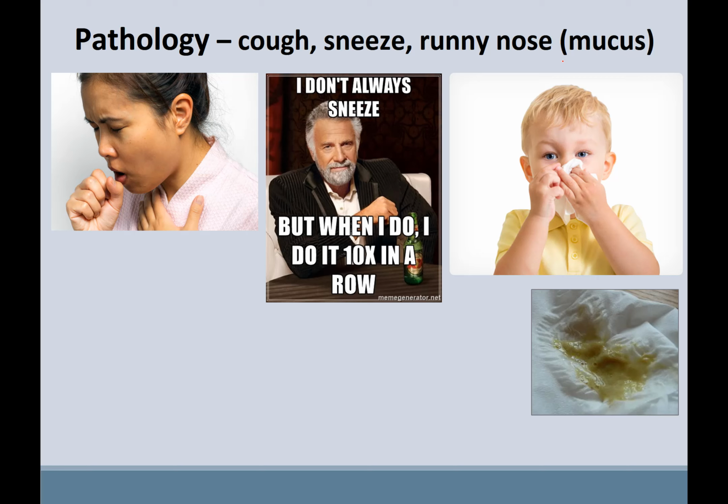Cough, sneeze, runny nose, right? On the one hand, this is a really good way to get the pathogen out. So you cough it out, your cilia is pushing it out. You sneeze, you got a runny nose.